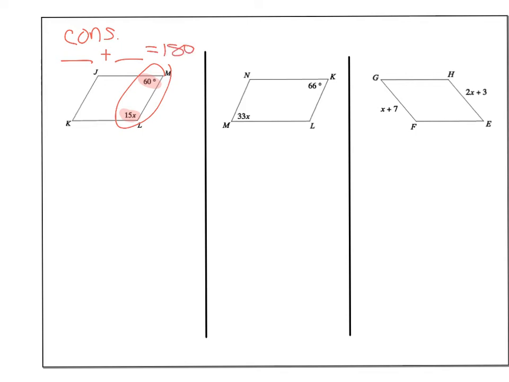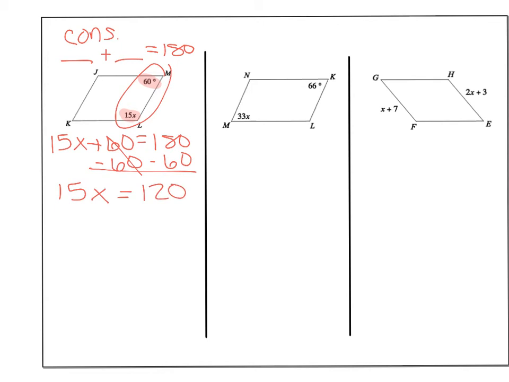Let's set that up. We have 15x plus 60 equals 180. I'm going to subtract my 60 from both sides. I have 15x equals 120. Then I'm going to divide both sides by 15. So I get x equals 8.